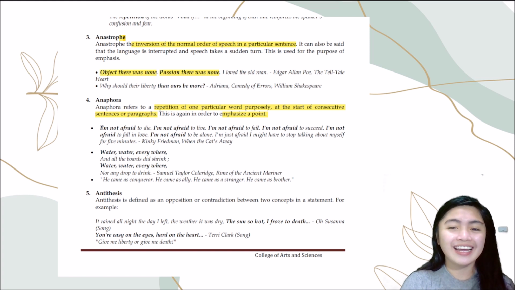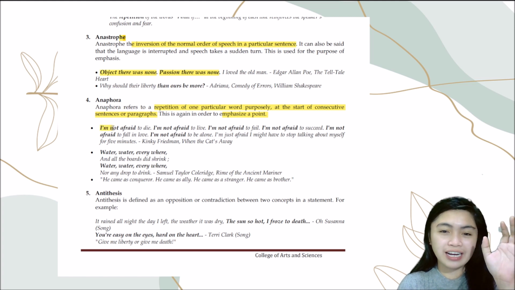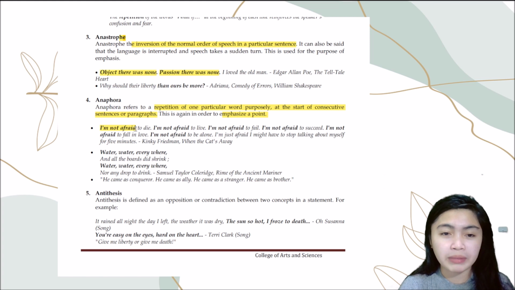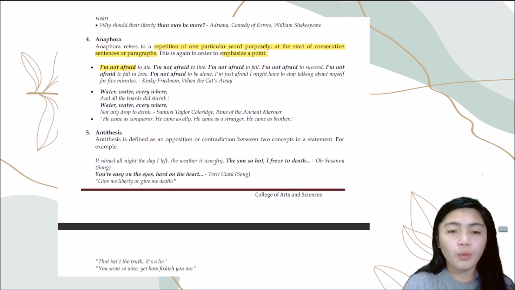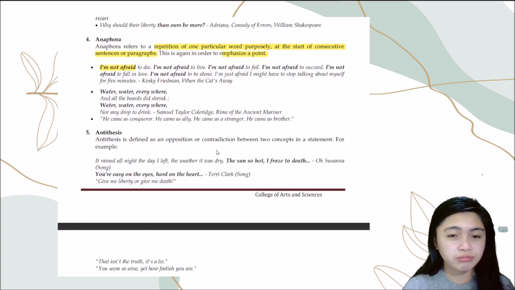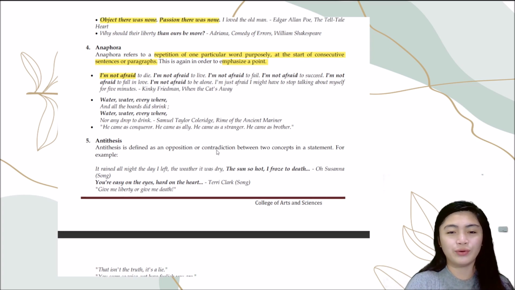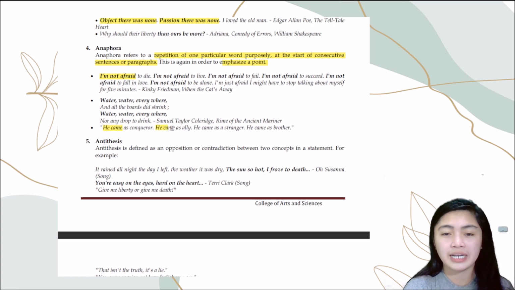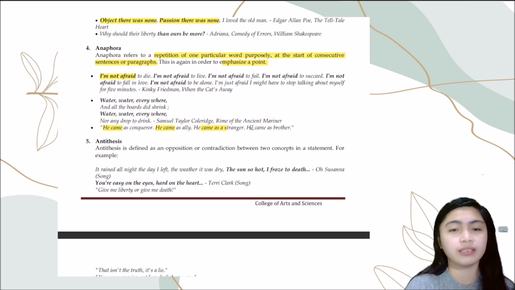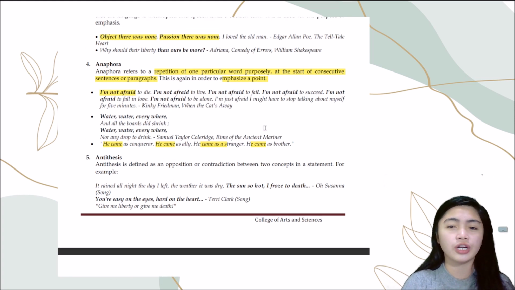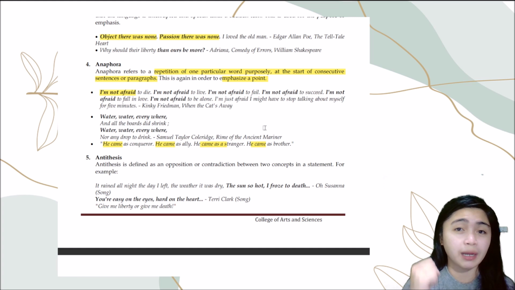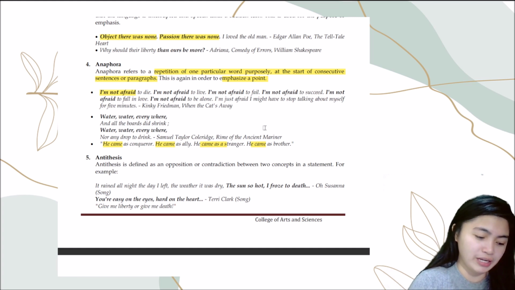So as you can see, a particular phrase or word is repeated consecutively at the beginning or at the start. Now we have: Water, water everywhere, and all the boards did shrink. Water, water everywhere, nor any drop to drink. Ayan. He came as a conqueror. He came as an ally. He came as a stranger. He came as a brother. So, "he came." Yun lang ang tatandaan natin sa anaphora. Again, this is a repetition of one particular word or a phrase to emphasize a point or for emotional engagement.